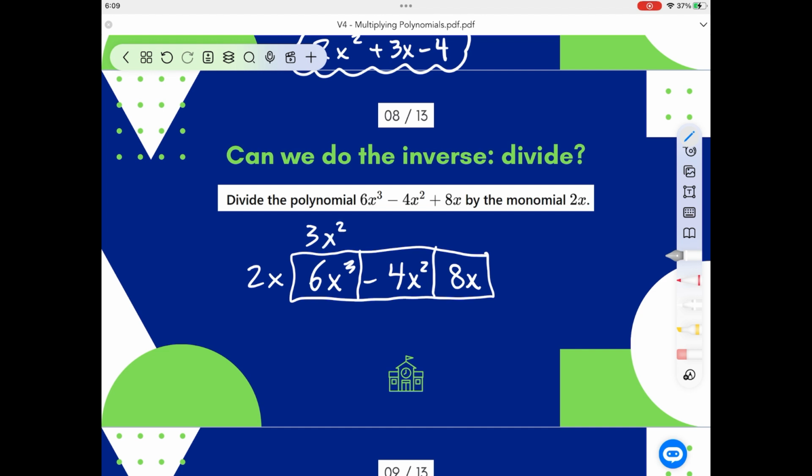Okay, so again, I kind of talked through that like I was dividing the inside, but you can also think of it as a multiplication and just figure out what you need to multiply by. 2 times negative 2 makes negative 4. x times x makes x squared. And finally, 2 times 4 would be 8. And we don't need another x because there's already an x in front. So when we divide this one, we end up with 3x squared minus 2x plus 4.